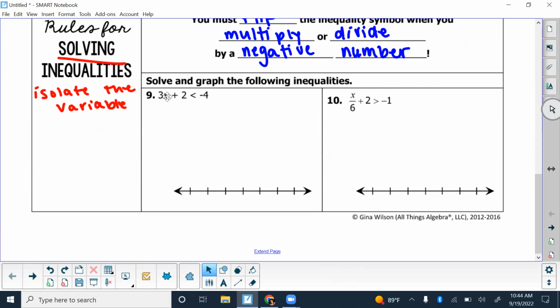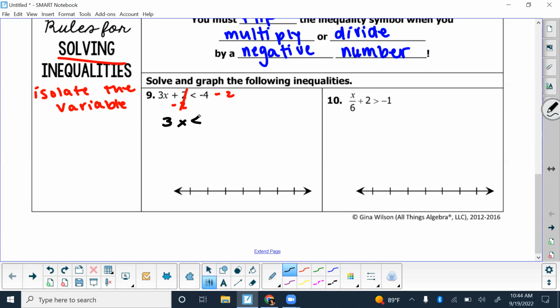So when I want to get this x by itself, do I get rid of the 3 or the 2 first? And how do I cancel out that 2? Whatever you do on one side, do to the other side. So now I have 3x. Do I need to flip the sign for that?